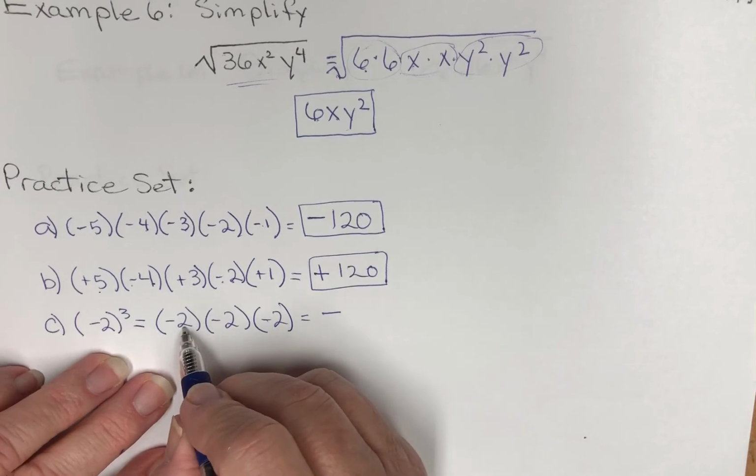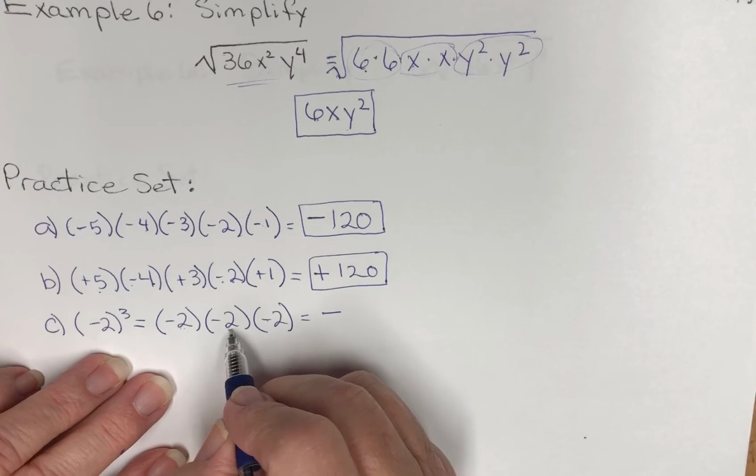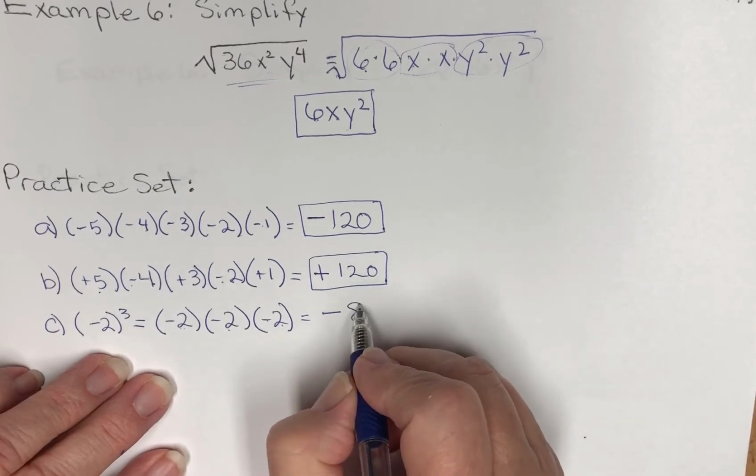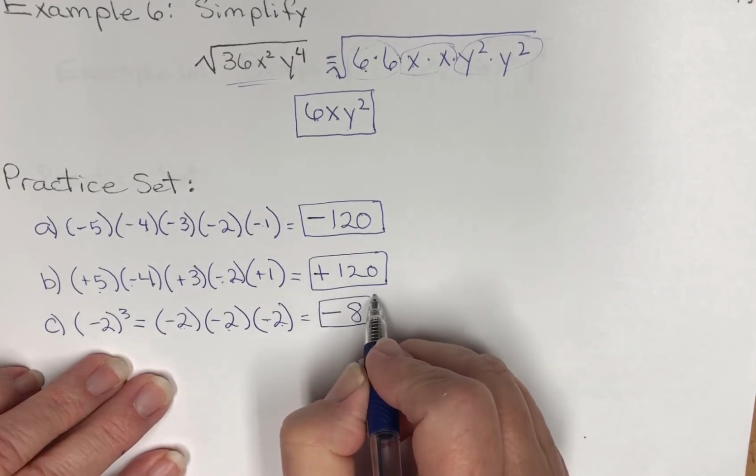And then I go back and do the actual multiplication. 2 times 2 is 4. 2 times 4 is 8. And there is my answer. My answer is -8.